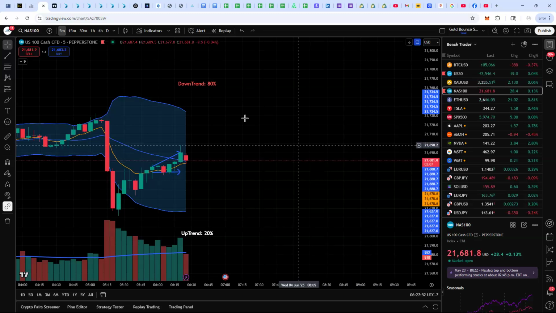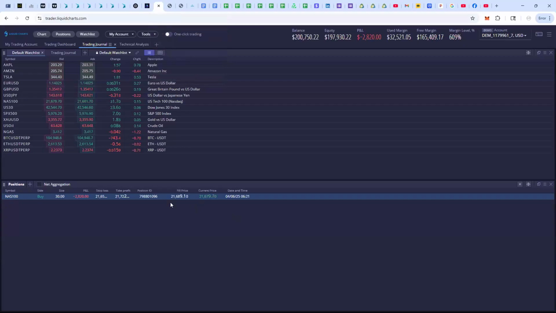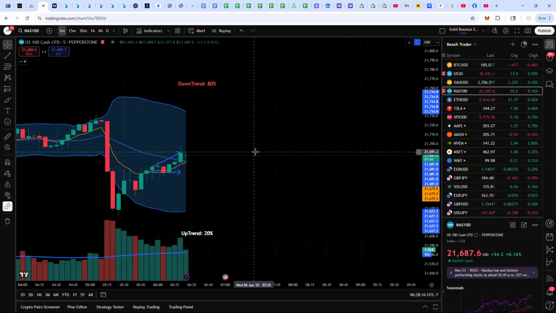So what we're trying to do right now is just show the percentages. This is either you're going to win 5% or you're going to lose 5% right here. So we've got to wait it out. The market's going to open. It actually looks like it's going to go up.